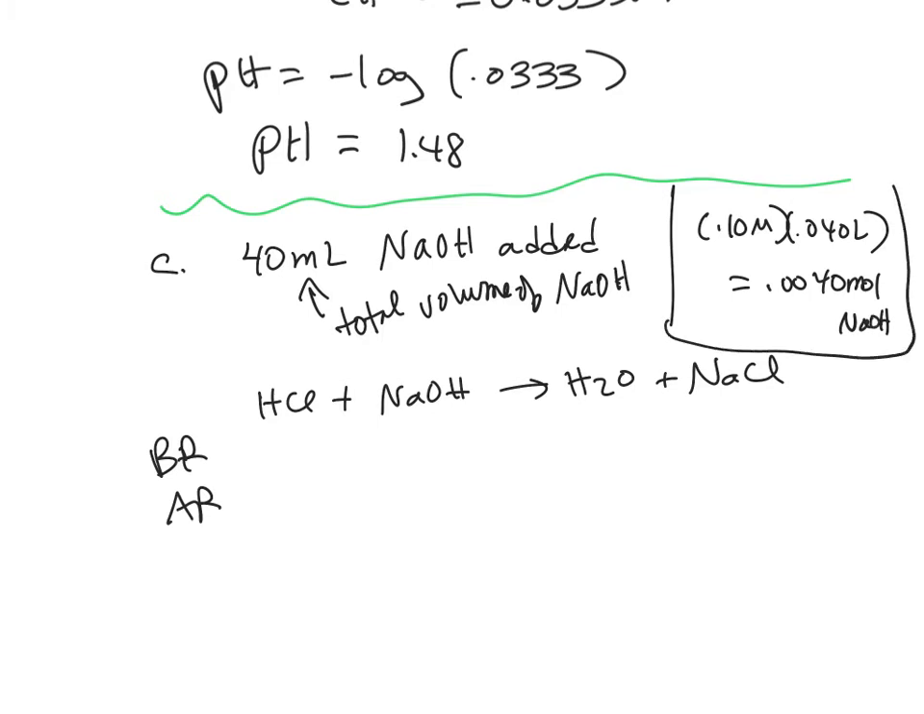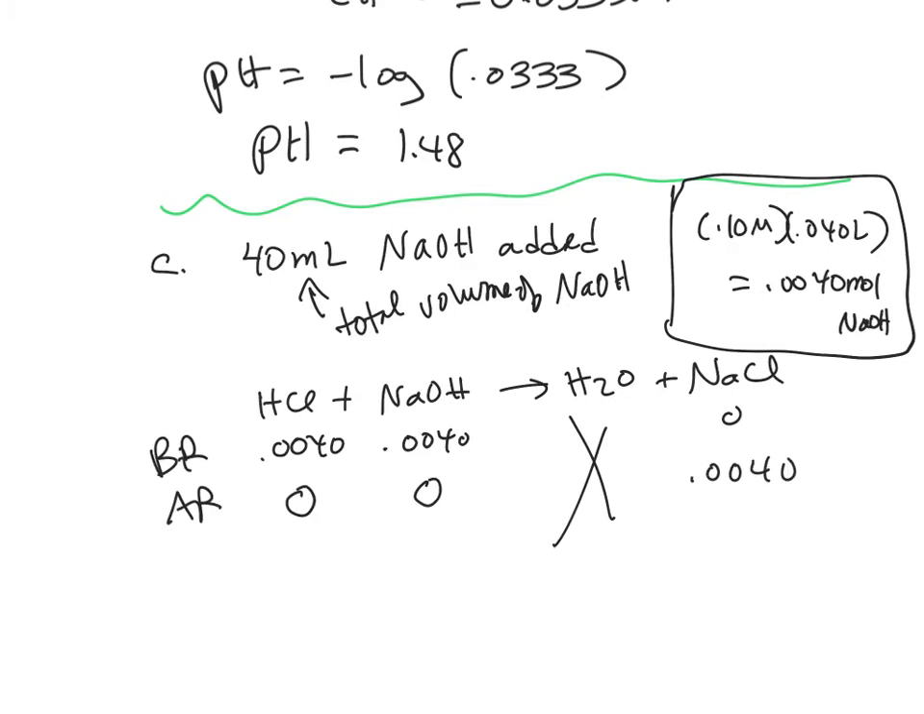I should have done that before. So now you have 0.004, 0.004, and 0. And you can see the moles are equal, so you've reached the equivalence point for the system. Both the HCl and the sodium hydroxide are completely consumed, and the only thing you have left is 0.004 moles of sodium chloride.